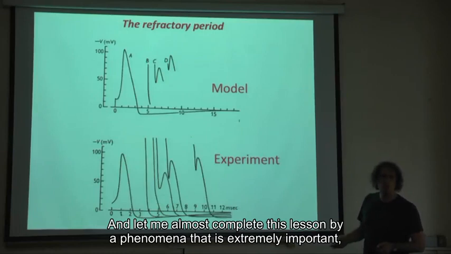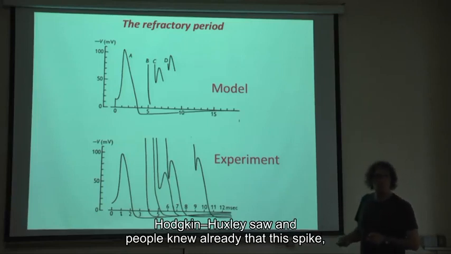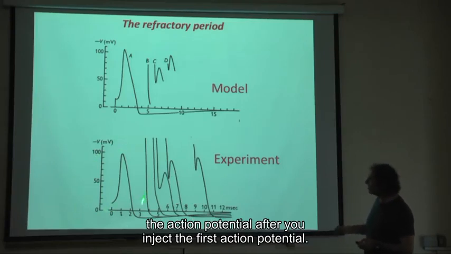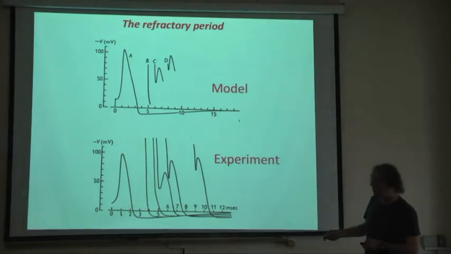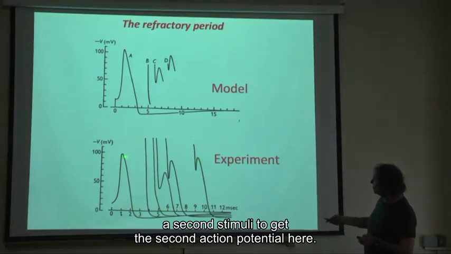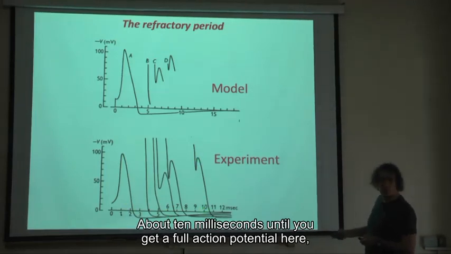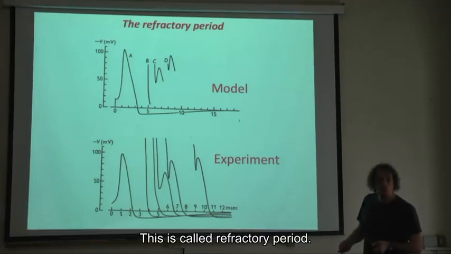And let me almost complete this lesson with a phenomenon that is extremely important, which is called the refractory period. Hodgkin-Huxley saw, and people knew already, that after you initiate a first action potential, very early on after it, you cannot get a second action potential. You have to wait enough time for a second stimulus to get the second action potential here, about 10 milliseconds, until you get a full action potential like the first one. This is called the refractory period.